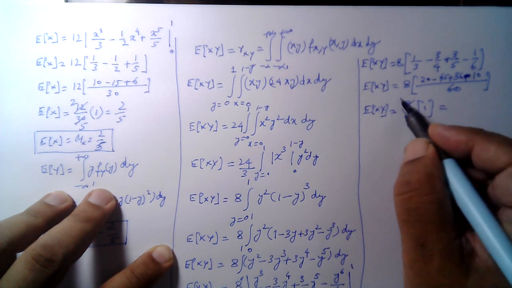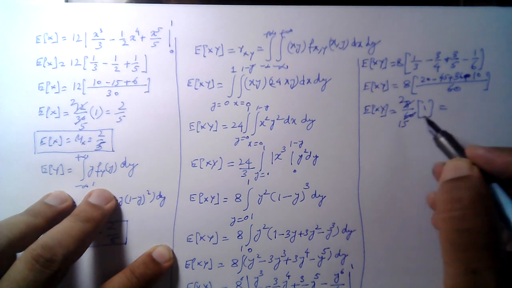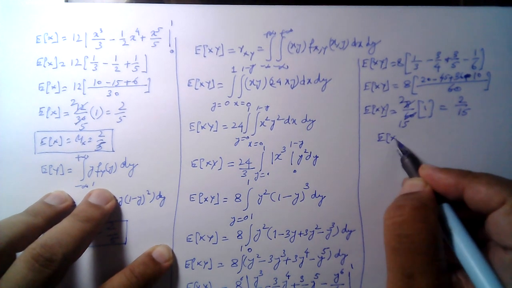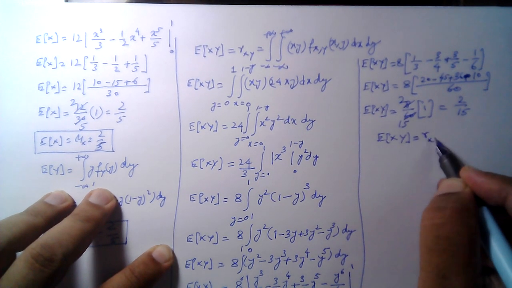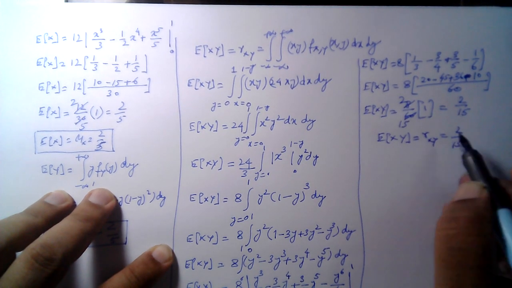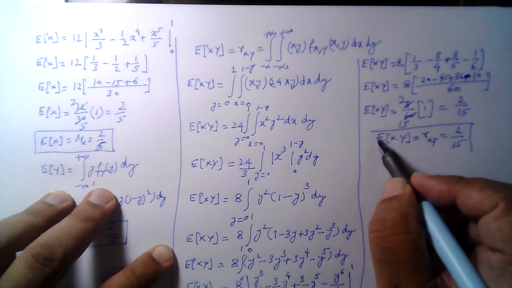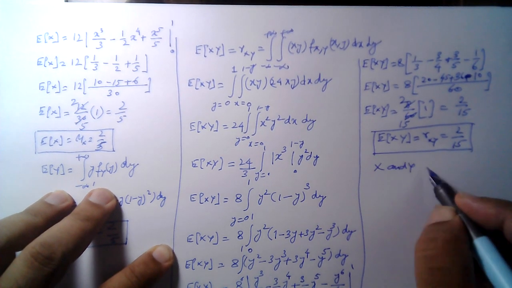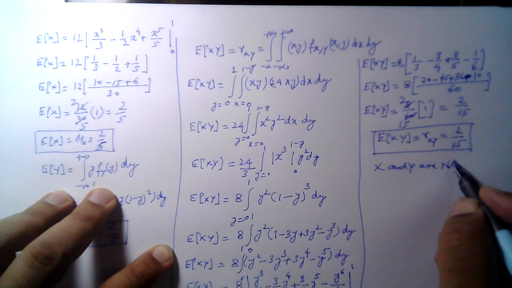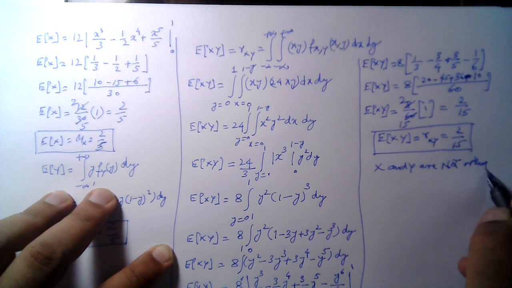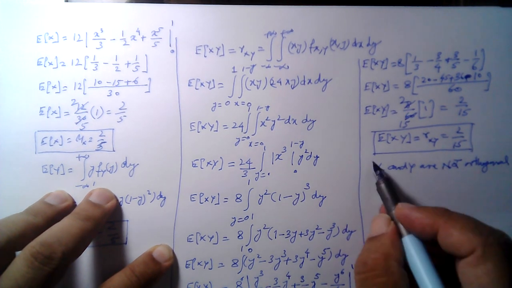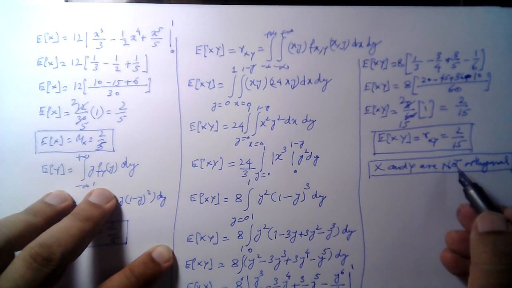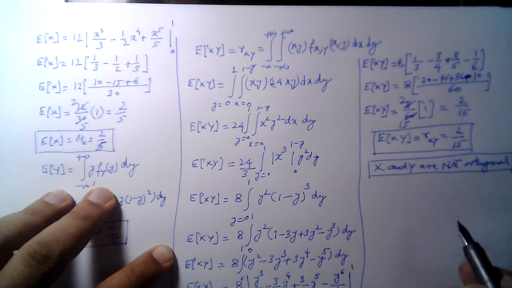So this will be 8 over 60, which is 2 over 15. The expected value of xy, or the correlation of xy, is 2 over 15. So this is not equal to 0. Hence, x and y are not orthogonal. Had this expression been 0, we could have said that random variables x and y are orthogonal.